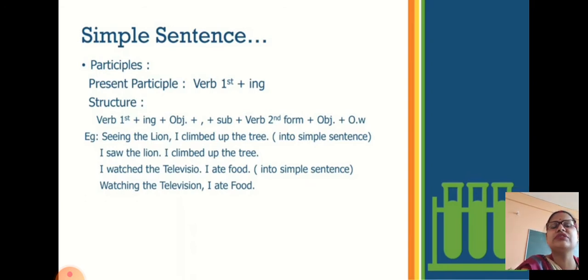In your book, if you see, some examples are already given. For example, he was tired, he went to sleep. You can use it as: being tired, he went to sleep. So these are examples of your simple sentences.